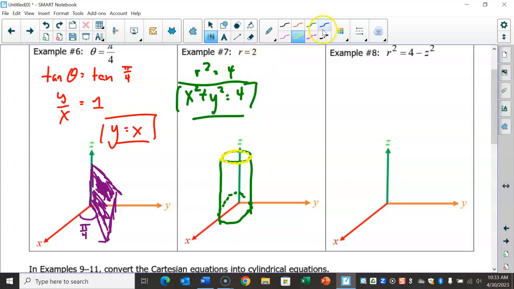All right, and the last one we're going to do here is r squared equals 4 minus z squared.